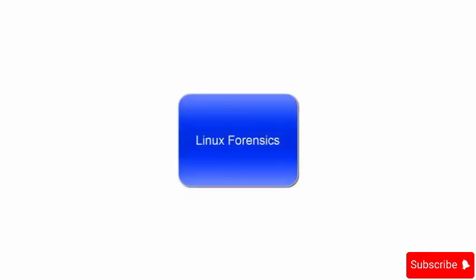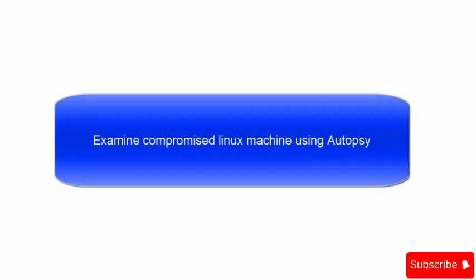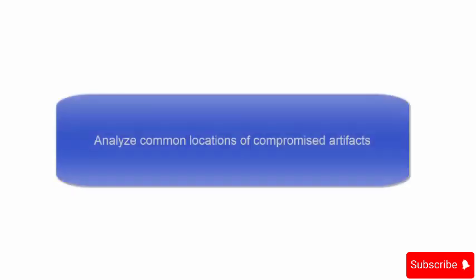This section is dedicated to Linux forensics only. So if you know about Windows forensics or not, that doesn't matter here, because Linux forensics investigation is completely different from Windows forensics. So what you will learn here? First, you will learn how to create the image of a compromised Linux machine using FTK Imager. Second, you will learn to examine a compromised Linux machine using Autopsy. Third, you will learn how to analyze the most common locations of compromised artifacts.